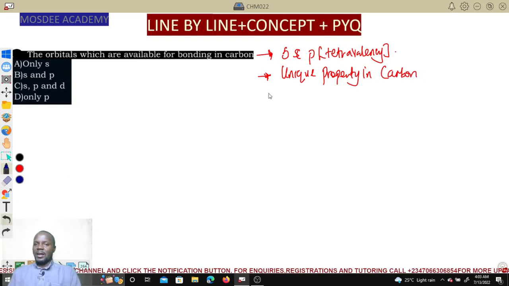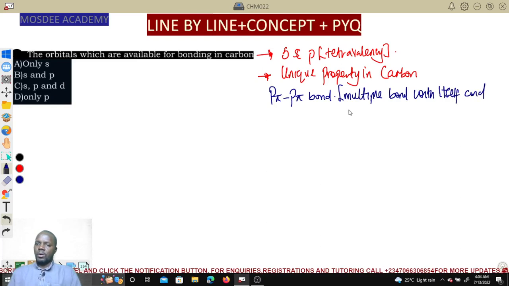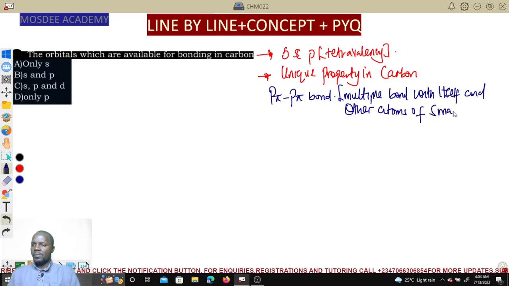The first one is that carbon has a tendency to form what we call a P-pi-P-pi bond. Please listen, P-pi-P-pi bond is common in the carbon family, in carbon. That is a multiple bond, P-pi-P-pi multiple bond with itself and other atoms of small size.